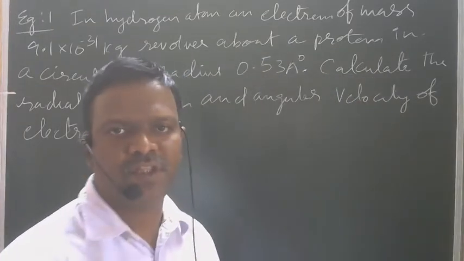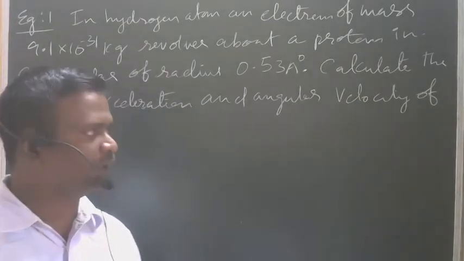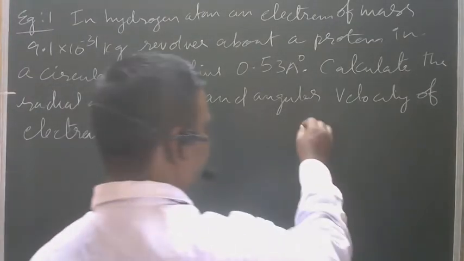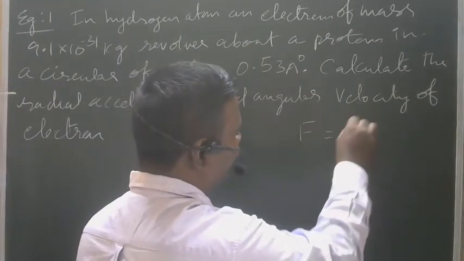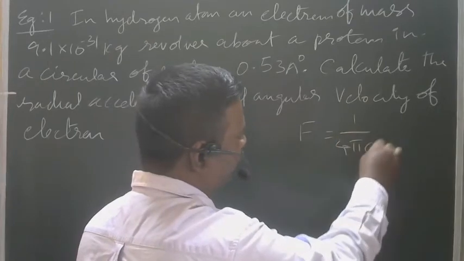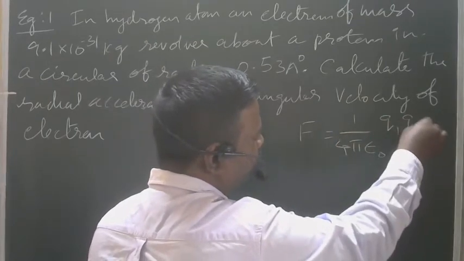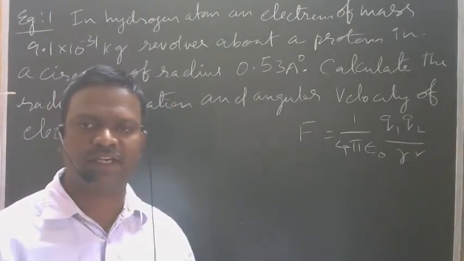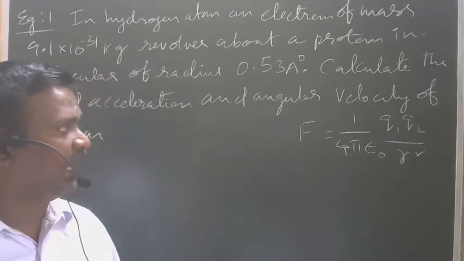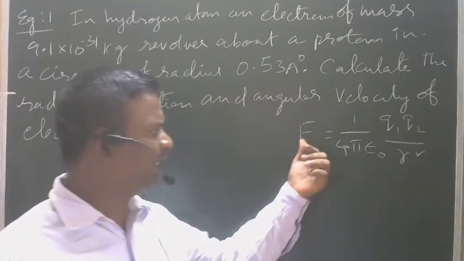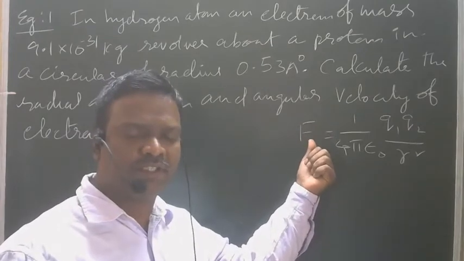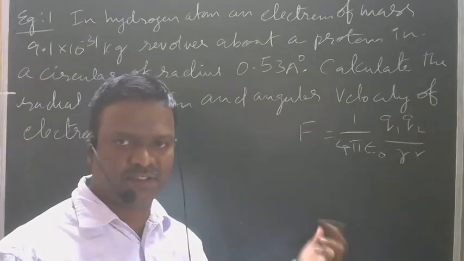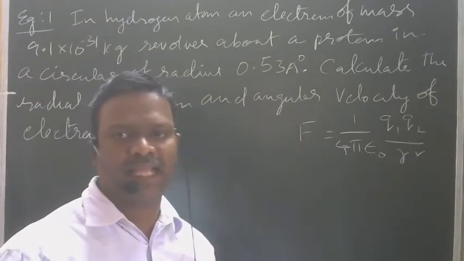Okay, so this problem is electrostatics, and everyone knows the one equation: F = 1/(4πε₀) q1 q2 / r². Using this you can find the acceleration value and angular acceleration. Acceleration is force divided by mass, F/m. So force by mass gives you the acceleration value.